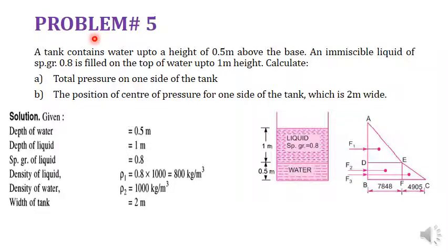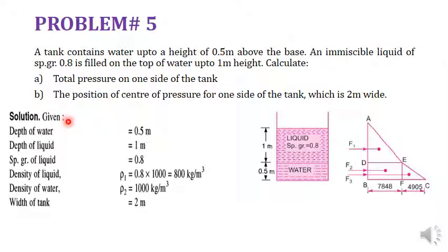Now problem number 5. A tank contains water up to a height of 0.5 meter above the base. An immiscible liquid of specific gravity 0.8 is filled on the top of the water up to 1 meter height. What you need to calculate? Number 1, the total pressure on one side of the tank. Number 2, the position of the center of pressure for one side of the tank, which is 2 meters wide. The thickness of the tank is given over here. So once the forces are known, then by calculating the area of the pressure diagram, you can calculate the total pressure and correspondingly the position of center of pressure.